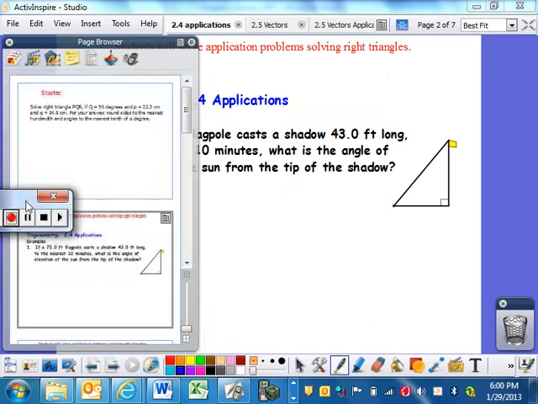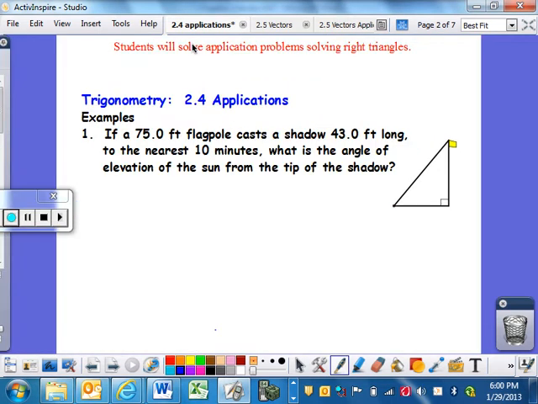This is section 2.4. It's all about applications, and applications are just word problems. So what you're going to have to be able to do is take the word problem, figure out exactly what it's asking, and then, since this is a right triangle trig chapter, every single problem is going to involve a right triangle somehow, some way. So keep that in mind as we go through this.